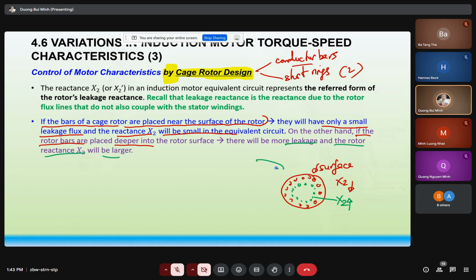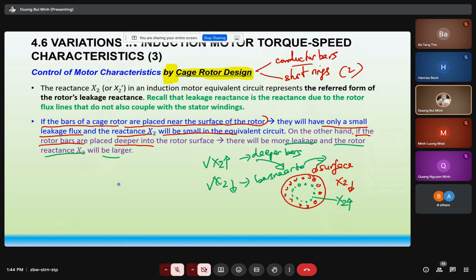So from here we have the idea: if we would like to increase X2, we use a deeper conduction bar. Otherwise, if we want X2 lower, we place the bar near the surface. So now we know how to control X2, right?